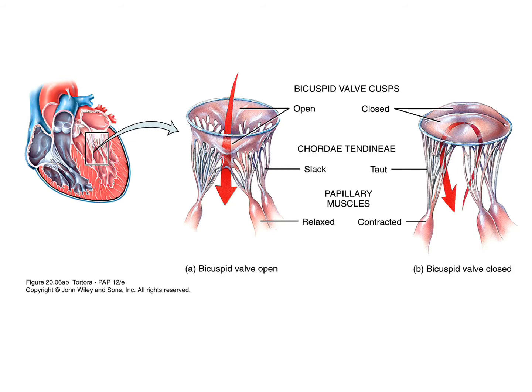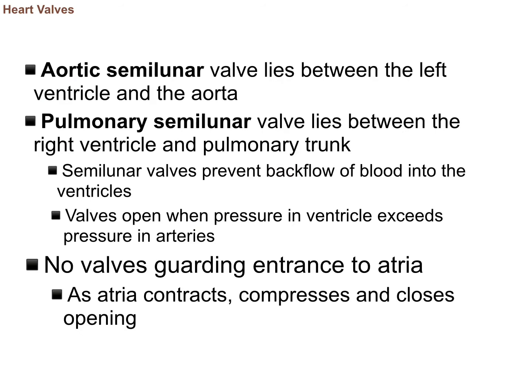The valves leaving the ventricles are called semilunar valves. Again, this is a category, not their name. They're semilunar because the flaps are shaped like little half moons. You have the aortic semilunar valve, which goes into the aorta from the left ventricle, and from the right ventricle the blood has to go through the pulmonary semilunar valve to get into the pulmonary trunk.